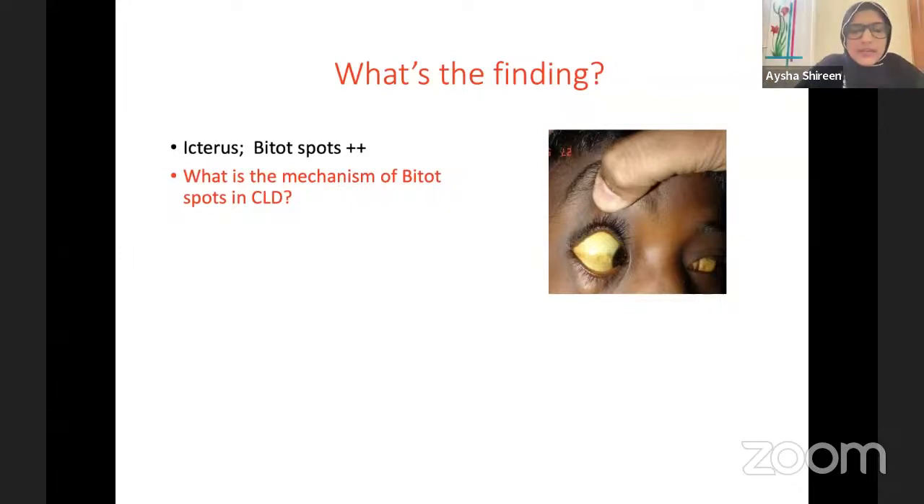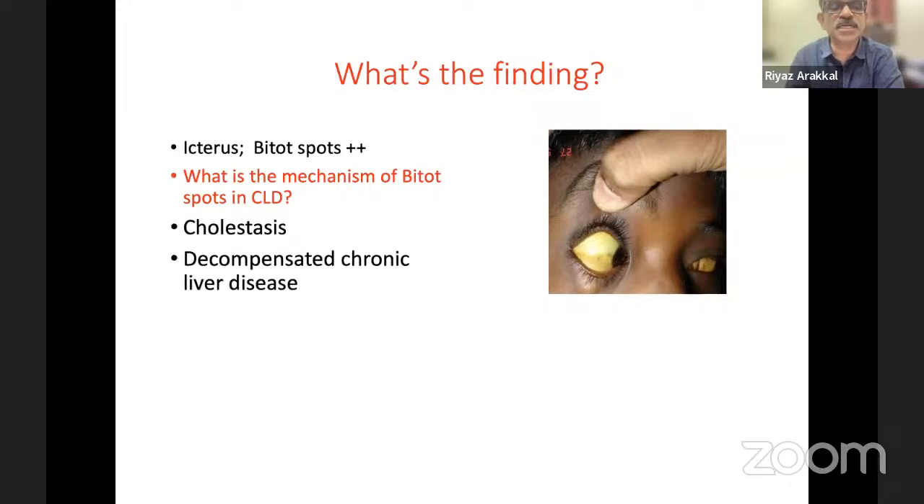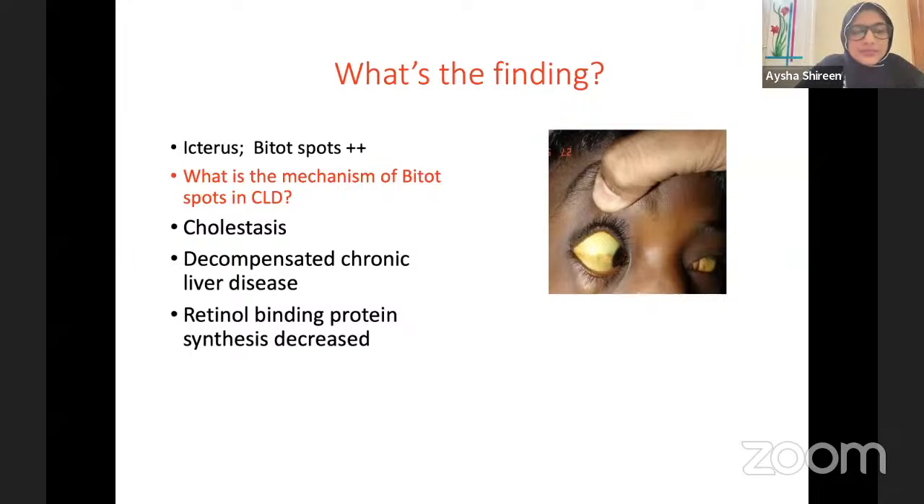It can be vitamin A deficiency. Cholestasis, because all fat-soluble vitamins will be malabsorbed, including vitamin A. Then, in decompensated chronic liver disease, retinol binding protein synthesis will be decreased. The damaged liver is not able to synthesize a sufficient amount of the transport protein of vitamin A. The transport protein of vitamin A is retinol binding protein. Okay.